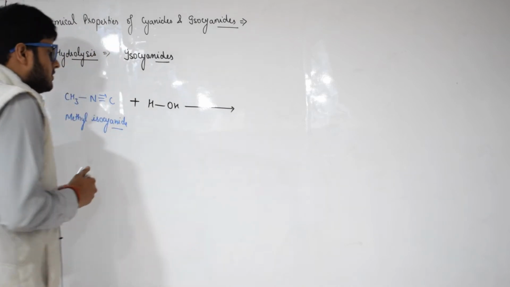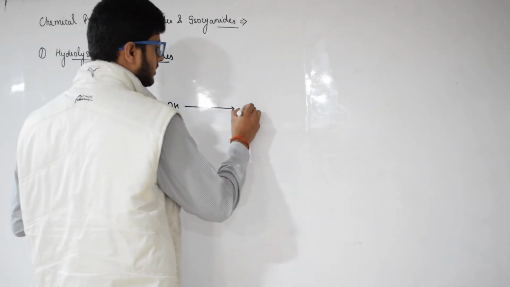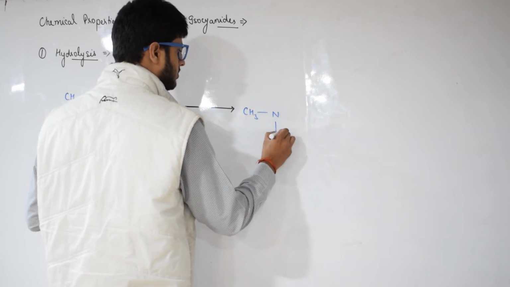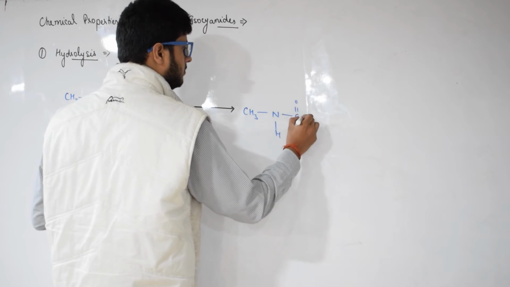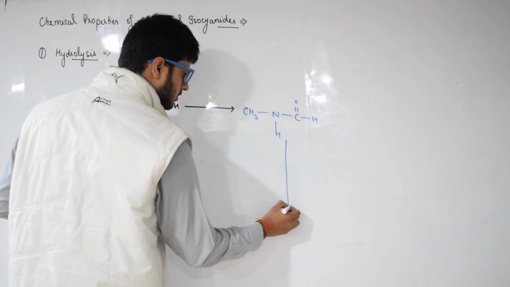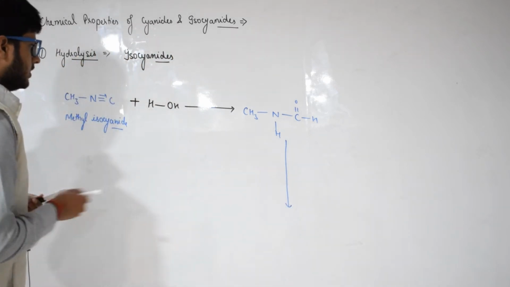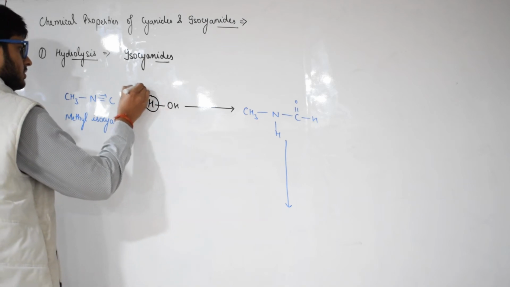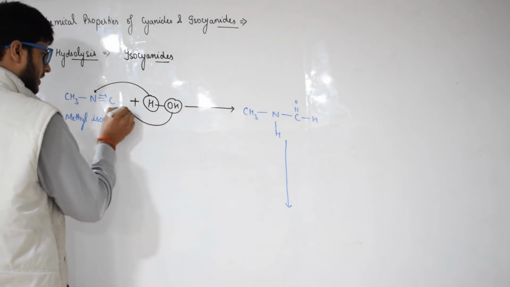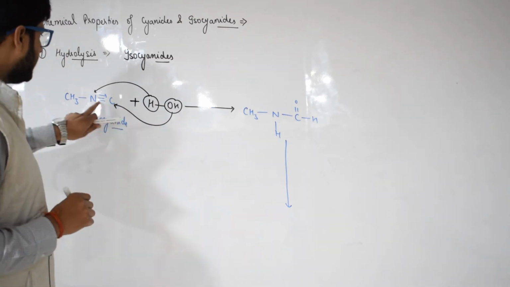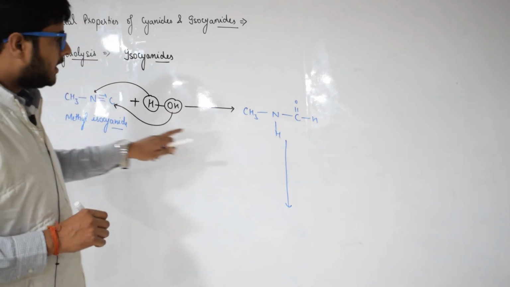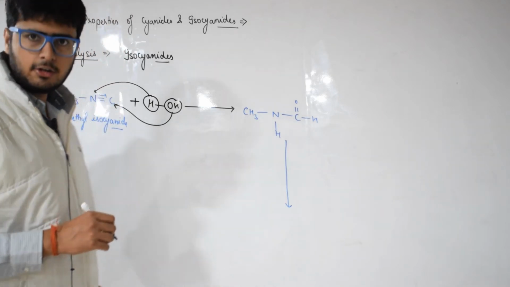An intermediate compound is formed which has a structure like this: CH3, NH, and here we have C double bond OH. A structure like this is obtained, and when it is further hydrolyzed, what happens? This hydrogen atom is attached to this nitrogen atom, forming NH over here, and this OH group is attached to this carbon atom, forming a C double bond OH, an aldehyde group.